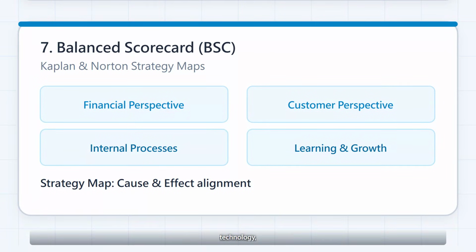These four perspectives are linked through strategy maps establishing clear cause and effect hypotheses. Investing in employee training improves internal process quality, which enhances customer satisfaction, ultimately driving long-term financial returns.